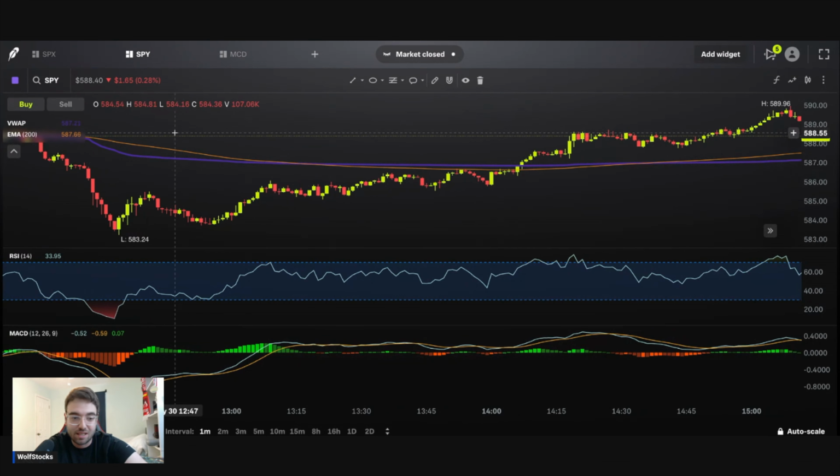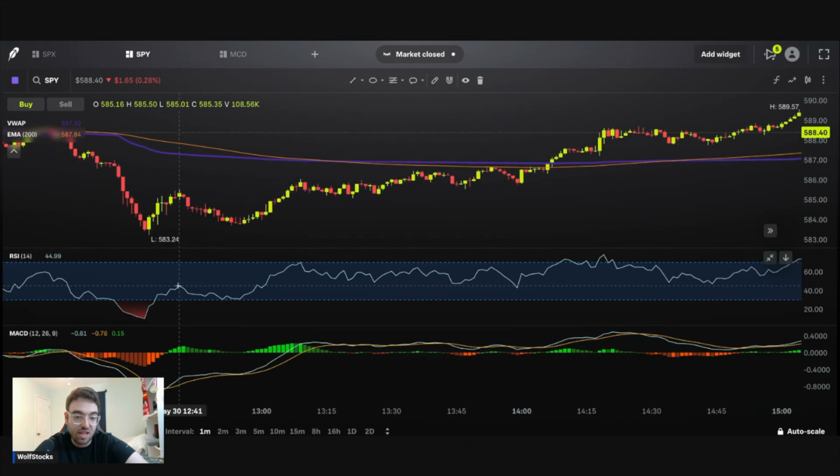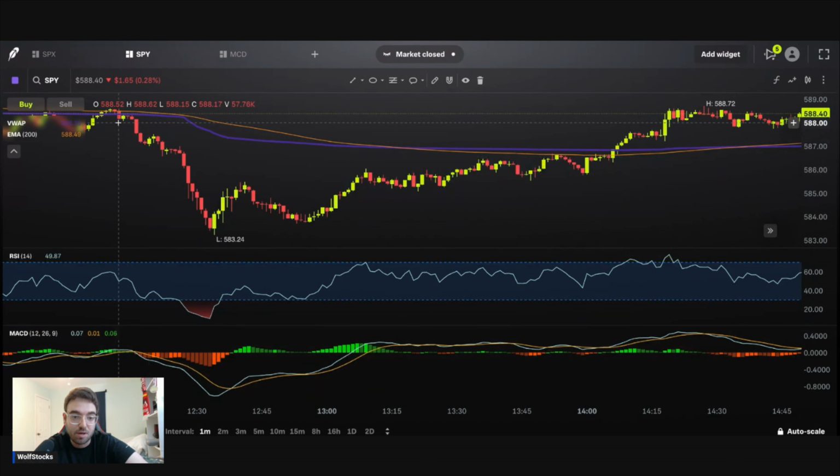So let's go over the indicators, right? What do we got right down here? RSI. RSI basically tells you how much a stock is overbought or oversold. So down here, look at how the SPY went down, right? It was just going down, going down, going down. You notice that the stock is oversold.